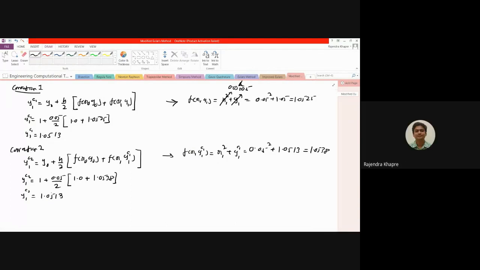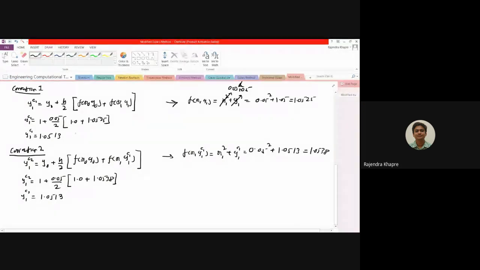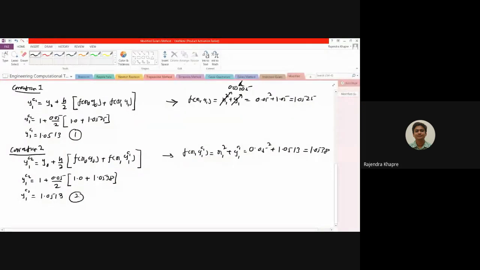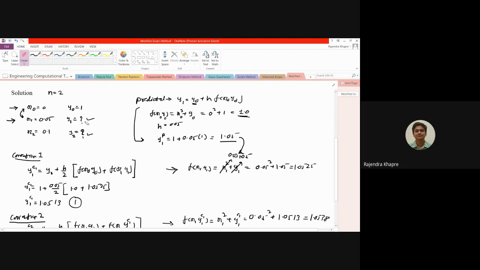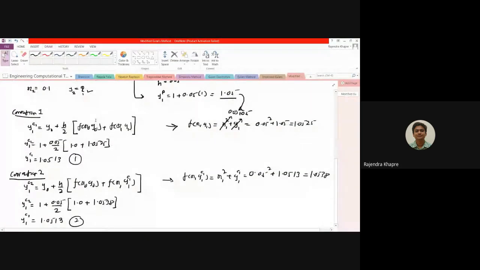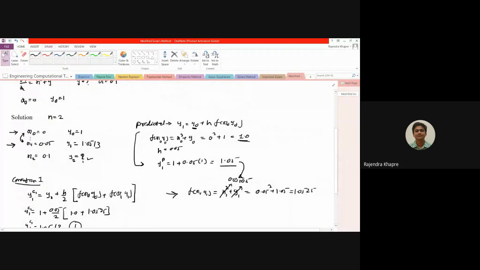Correct. So you see, if we compare the values of y1 for the correction for the first time and the second time, both are the same. So at this point we can stop, because even if you go for the third correction, the value will remain the same. So we can assume that this is now the final answer, 1.0513. This is my final answer for the value of y1.